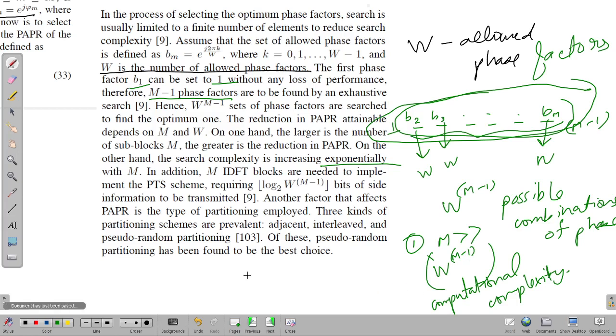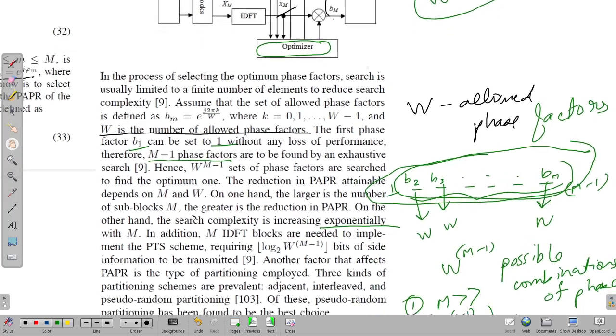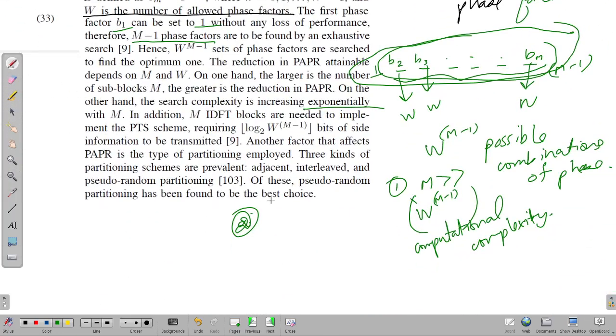And the second disadvantage you can very well see here is that you need to have m number of IDFT blocks. That is extra hardware you need to have. When conventional OFDM has only one IDFT block, you need to have m IDFT blocks. So that is another disadvantage of the PTS technique.